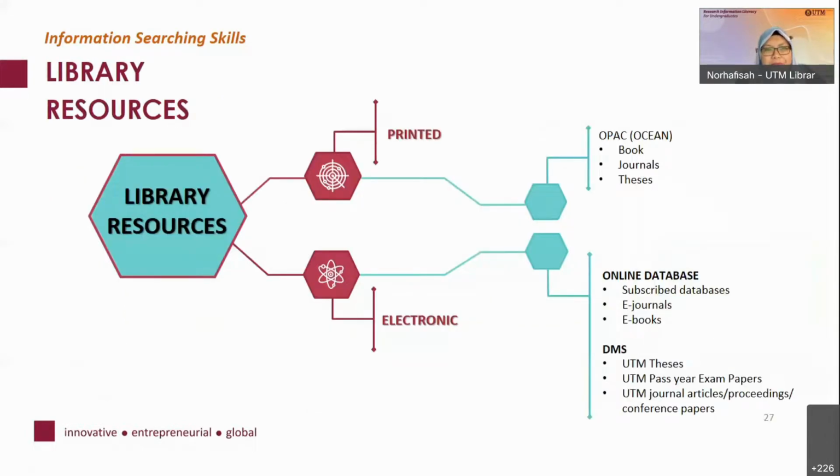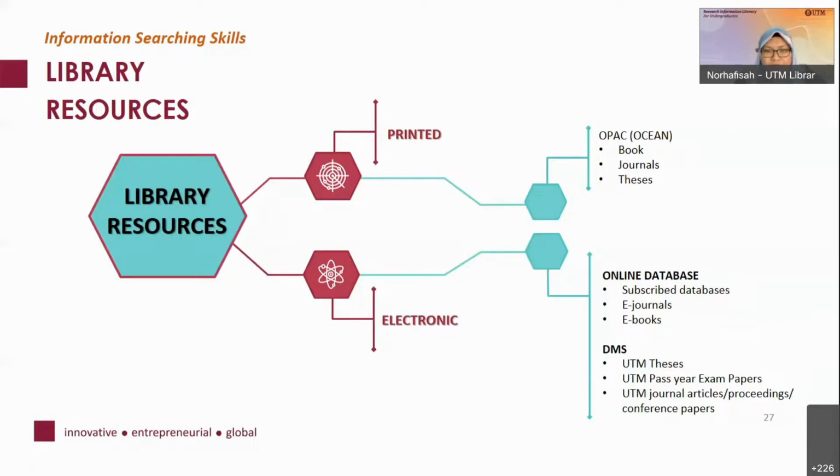Actually, in the UTM Library, we have two types of library resources, two types of library collection: first, as I mentioned earlier, is printed, and the second one is electronic. For the printed books, journals, and theses, you can search through our OPAC, opac.utm.my. And for the electronic resources, such as online databases, we have subscribed databases, journals and ebooks.